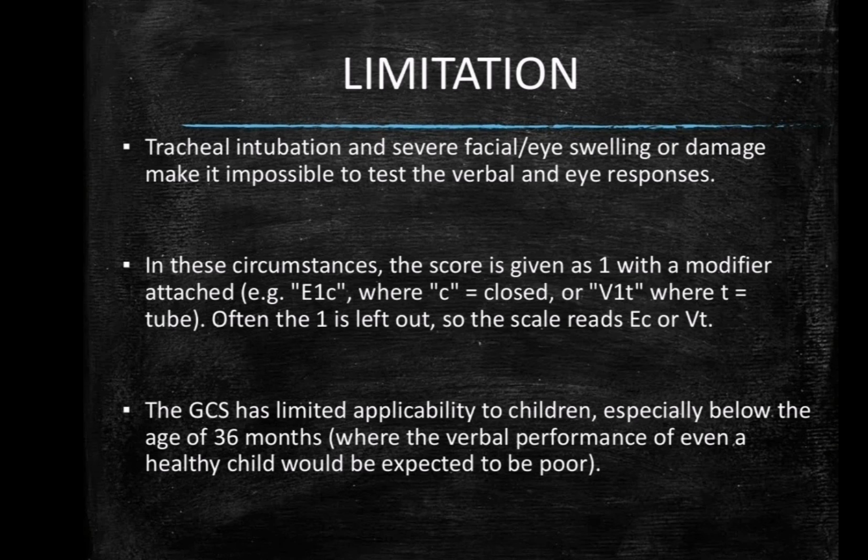Limitations. First, tracheal intubation and severe facial or eye swelling or damage make it impossible to test the verbal and eye responses. The second limitation, in these circumstances, the score is given as 1 with a modifier attached. For example, E1C where C is equal to closed, or V1T where T is equal to tube. Often the 1 is left out, so the scale reads EC or VT.